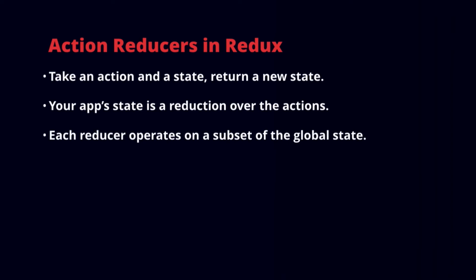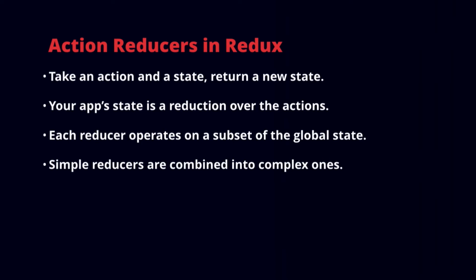Each reducer doesn't need to operate on the full state, right? Your application effectively is one giant tree of data, but your reducers don't need to operate on the whole thing. They could subscribe to only a subset of that. Basically, they get a pointer somewhere into your tree and an action, and they return the new version of that. And then finally, you can take such simple reducers and combine them into more complex reducers, right? So the reducer becomes the basic unit of your data processing approach. So let me show you how this works.